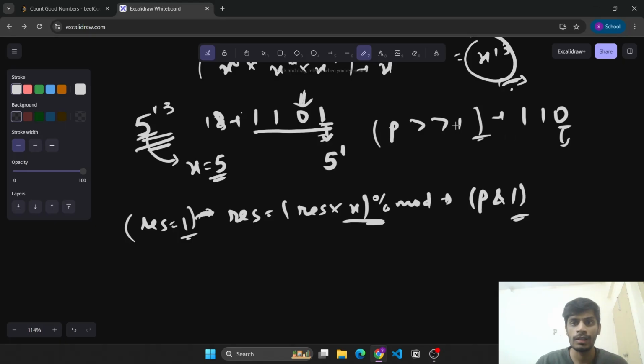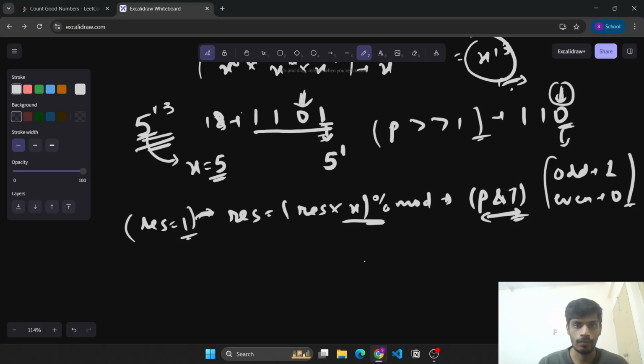We are doing the right shift so that we can get access to the rightmost bit, just by taking it and with 1. Right? If a number is odd, p and 1 gives 1, and for even, p and 1 will give 0. So this will allow us to check whether the last bit is set or not.